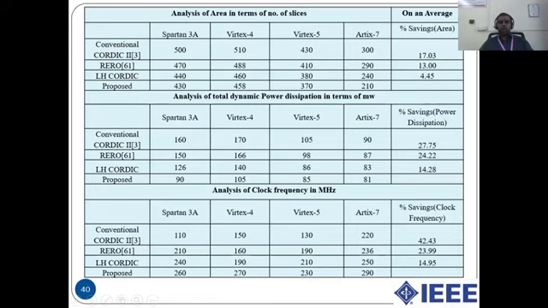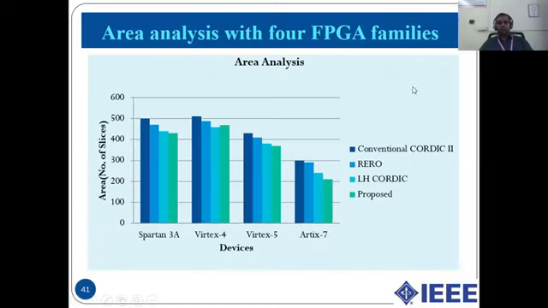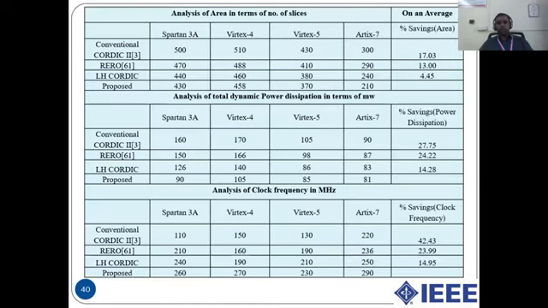And you could see that in basic terms, you have the percentage savings in area of 17.03, 13, and 4.45 when it comes to this proposed CORDIC architecture. And similarly, you could also find some percentage savings with respect to 27.75, 24.22, 14.28 in the case of conventional CORDIC, RERO, and LH CORDIC.